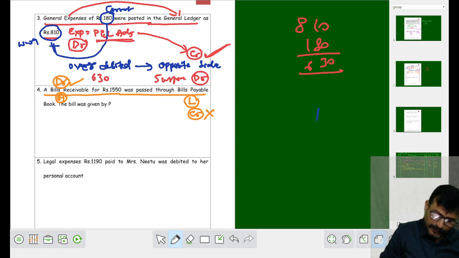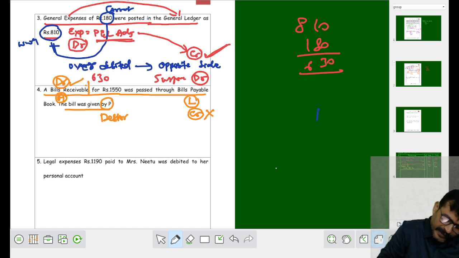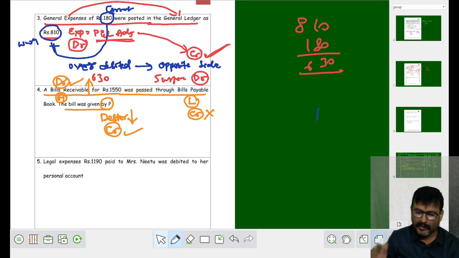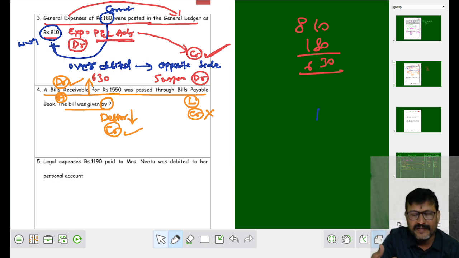Okay, fine. The bill was given by P. When you received a bill from P, who is P? P is your debtor. When you received bills from P, your bills receivable increases and your debtor decreases. Am I right? That's why the entry is bills receivable account debit to debtors account. So bills receivable increased, debit; debtor decreased, credit, as the correct entry. Instead of recording in BR, you have recorded in BP, which means it is a wrong credit.